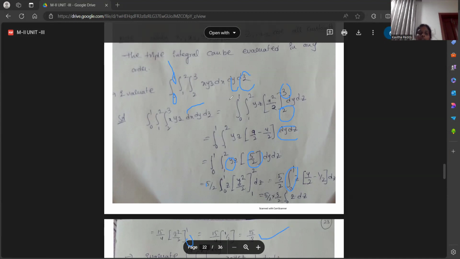If numerical values, meaning constants, are given in your question, then you can integrate in any order. Here I am integrating first with respect to x, but you can integrate with respect to y or z based on your interest. Then you'll get the same answer.